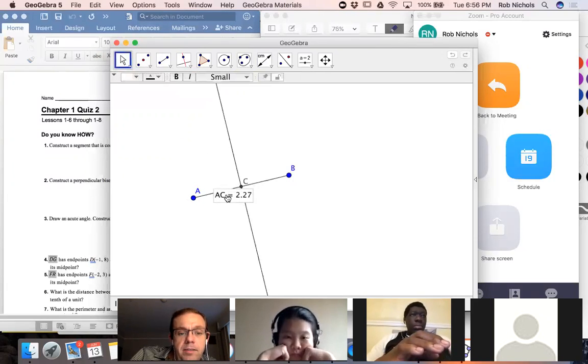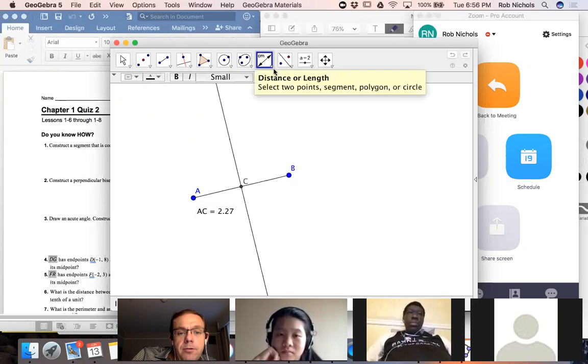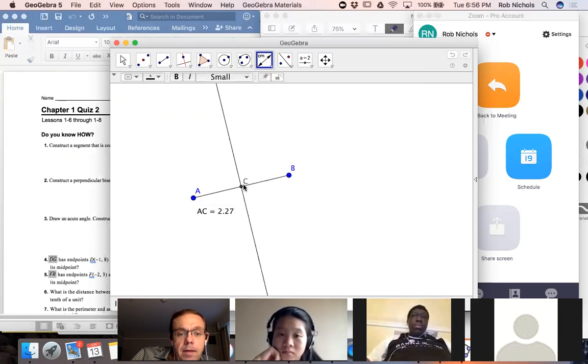Now, what should my distance from C to B be if this is my perpendicular bisector? Gigi, what's the distance? 2.27. It should also be that. So let's go ahead and try that. All right, so I'm going to go ahead and now measure distance or length again. And I'm going to check C to B, and I get, oh, look at that, 2.27.